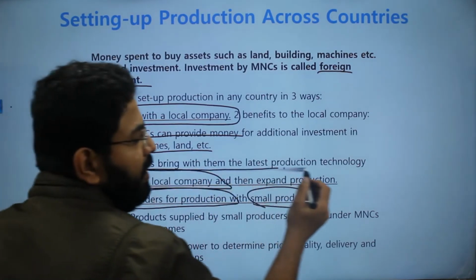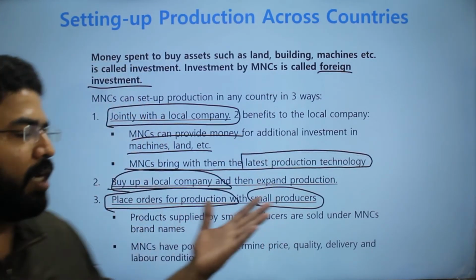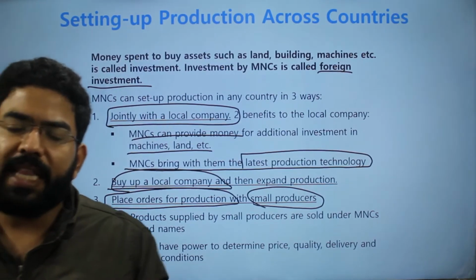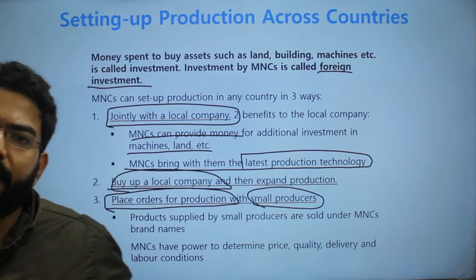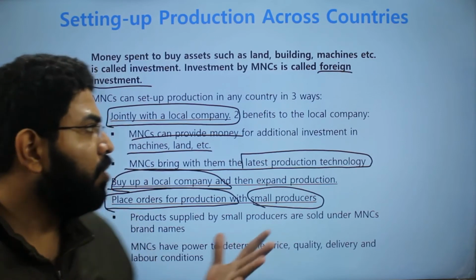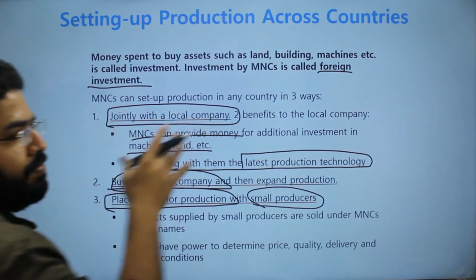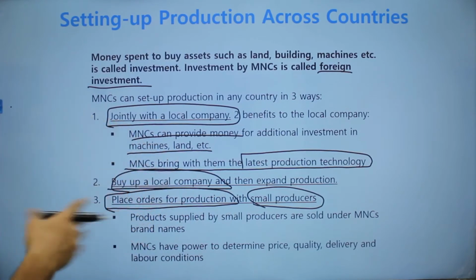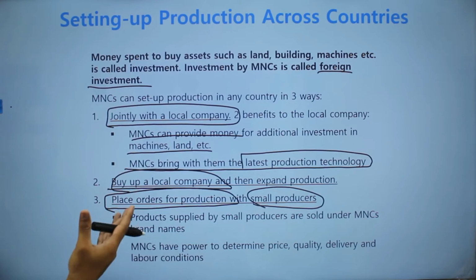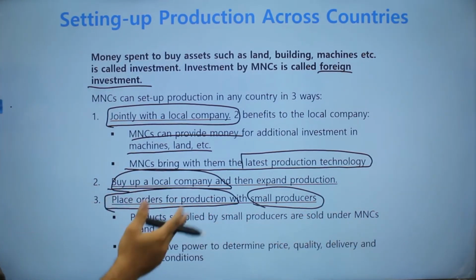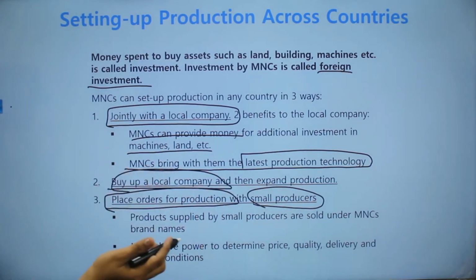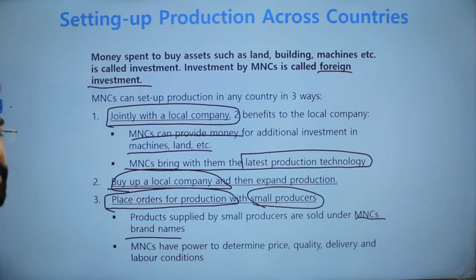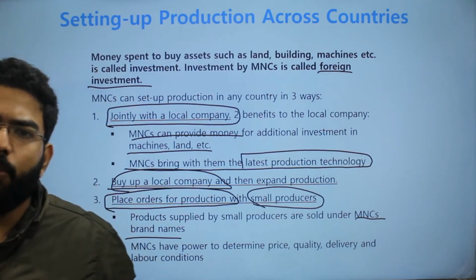Then MNCs will also bring them the latest production technology. Now this is called technology transfer. So the technology that they have, the research and development that they have done in the US, they can bring in that expertise, and the local producer in India will also benefit from that technology. So this is the benefit to the local company. So generally the local companies would want to jointly manufacture products with the MNCs. The MNCs have the other option of buying a local company and then expanding production, or they can just place small orders with producers. So the producers will be manufacturing the products, but the label will be of the MNCs. So this will be sold under the MNC's brand name. So these are the three ways in which they can use the production facilities.